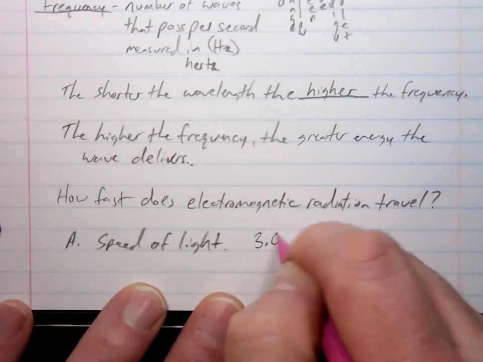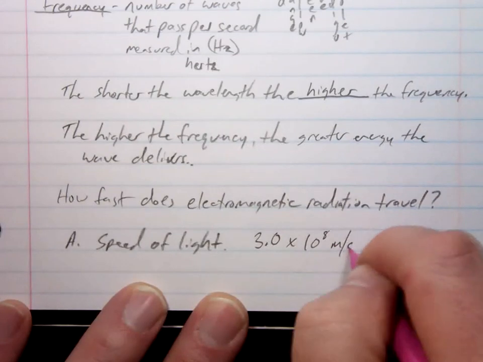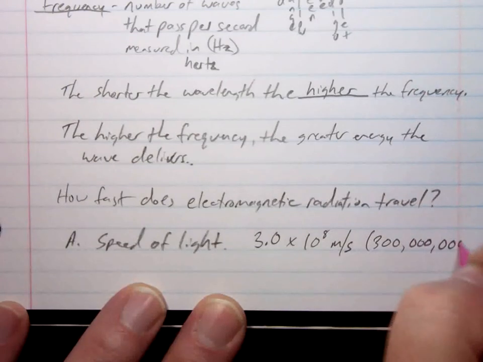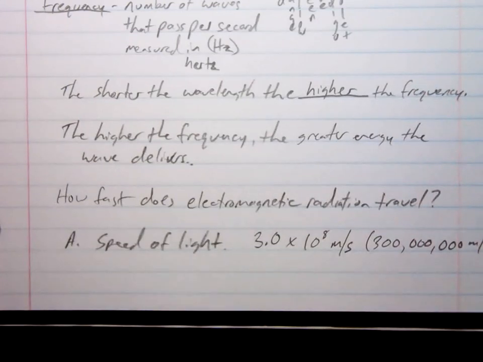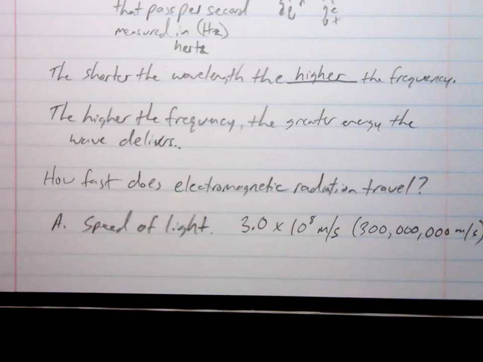Which is 3.0 times 10 to the 8th meters per second, or 300 million meters per second, or 300,000 kilometers per second. It's super, super fast. Okay? That's why you can get on your cell phone and talk to somebody in another city, and it's instantaneous. Your signal travels to the tower at the speed of light. Their signal travels to the tower at the speed of light. And you're able to communicate in what seems like no time at all, because that's how fast it gets there.